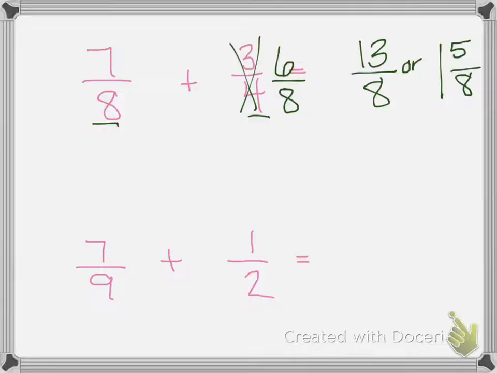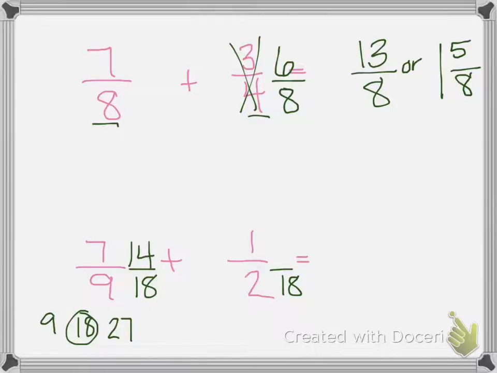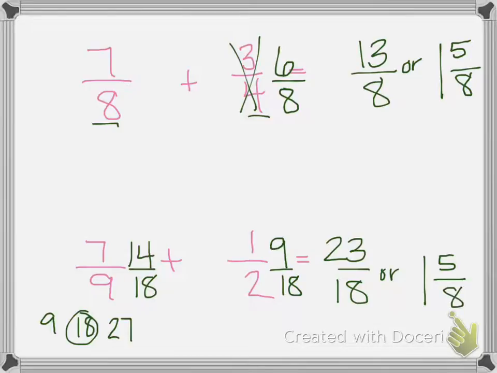The next one I have 9 and 2. So 9, 18, 27. If I look here, I know 2 goes into 18, so I have to switch them both over to 18ths. 9 times 2 is 18. 7 times 2 is 14. 2 times 9 is 18. 1 times 9 is 9. So if I add them together, my denominator stays the same. 14 plus 9 is 23. 18 goes into 23 one time with 5 left over. So again, our answer is 1 and 5/18.